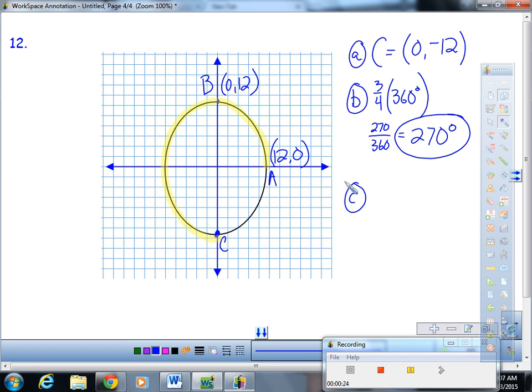Part C. Find the length of ABC. Well, if you didn't know the equation for this, you should use the ratios that we learned last chapter. So you could say 3/4 of the circumference is basically what we're finding here. So 3/4 times, let's see, circumference is pi d. Our d is 24, okay? So 3/4 of 24 pi, and that's going to be 18 pi.